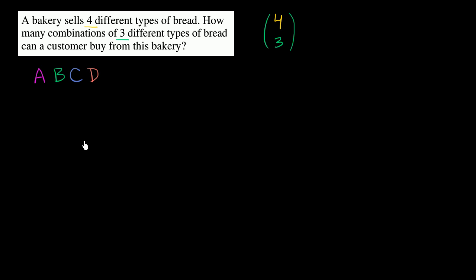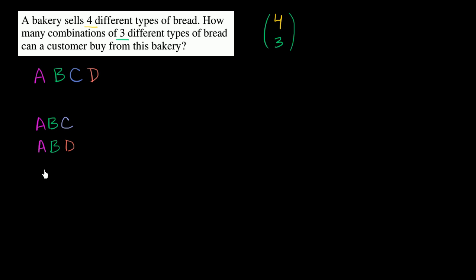Well, for each combination, we're going to pick 3 different types of bread. So essentially, we're going to leave out one type of bread. So for example, our first combination, let's leave out type D. So our first combination could be A, B, and C as the 3 that we picked. Now our second combination, let's leave out C. So it would be A, B, and D.